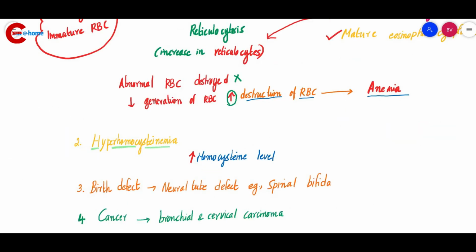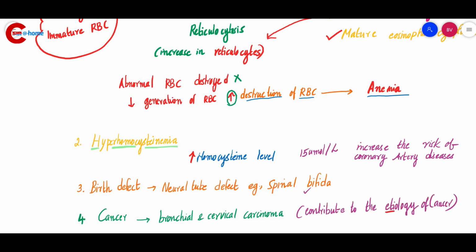Hyperhomocysteinemia. This condition occurs when homocysteine level in blood increases. If it increases above 15 mmol per liter, this level is known to increase the risk of coronary artery diseases. Birth defect. Folic acid deficiency during pregnancy may lead to neural tube defect in fetus. It's known as spina bifida. Folic acid deficiency contributes to the etiology of bronchial and cervical carcinoma.